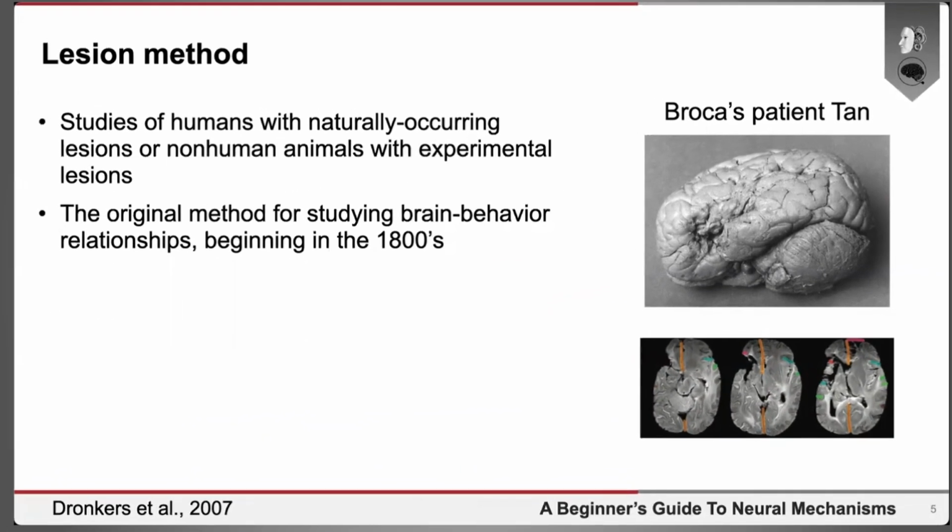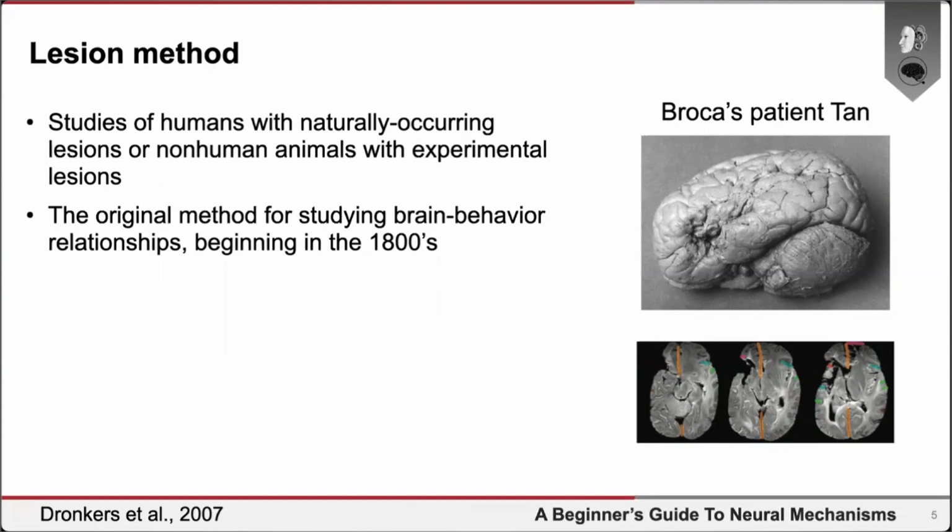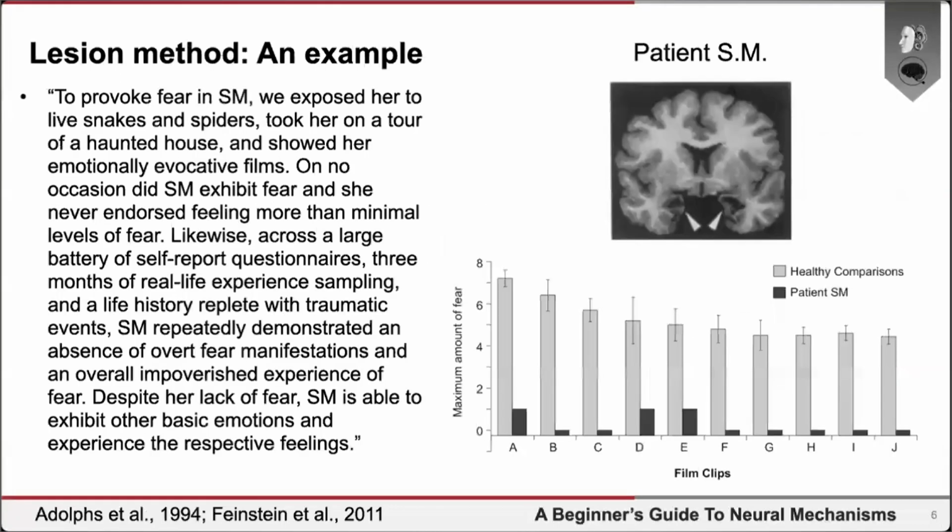The lesion method originated in the 1800s. One of the first examples was by the French neurologist Paul Broca, who encountered a patient who came to be called Tan because the only word the patient could say was pretty much Tan. Upon autopsy, Broca found that that person had a lesion in their left inferior frontal cortex. This actually shows an MRI scan of Broca's brain, which was brought over to the US and scanned by Nina Dronkers and colleagues.